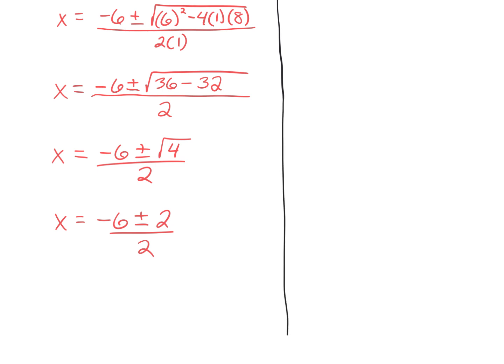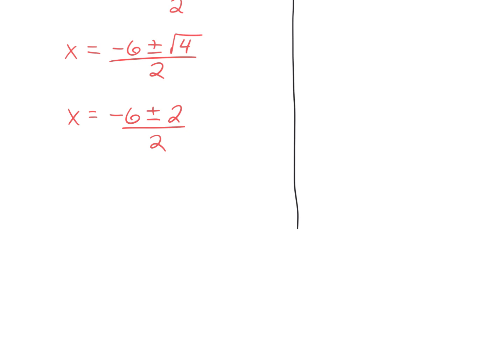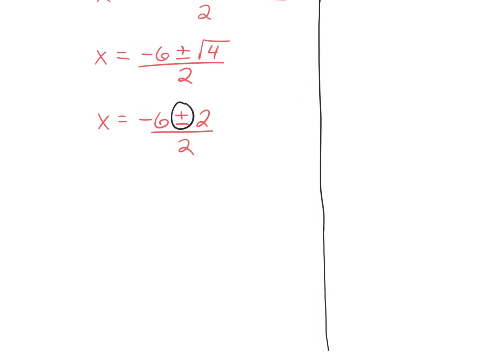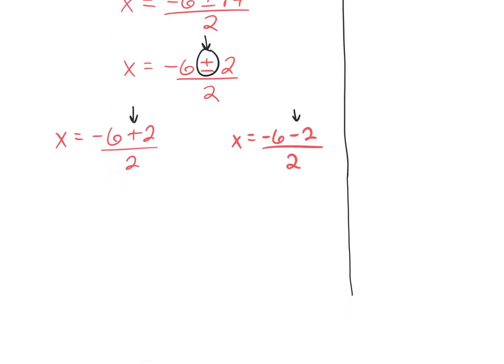What do we do when we get to this point? Are we done? We are not, because of this plus or minus. This is where we get our two different solutions. So we write our two different equations. So we have x equals negative 6 plus 2 divided by 2, and then we have negative 6 minus 2 divided by 2. Does everyone see where I got my two solutions? Yes. Okay, I just rewrote it using this plus or minus. I have plus here, minus in this one. Okay? So now we just solve.